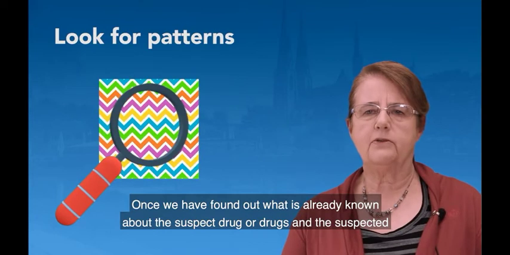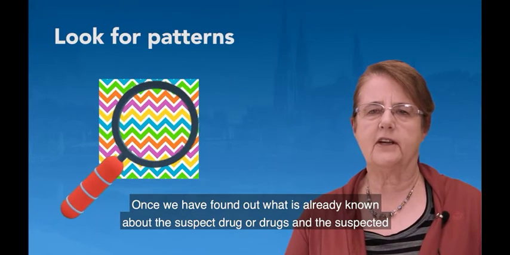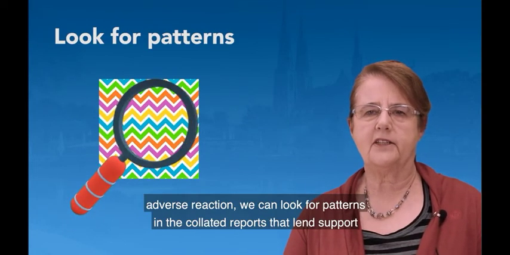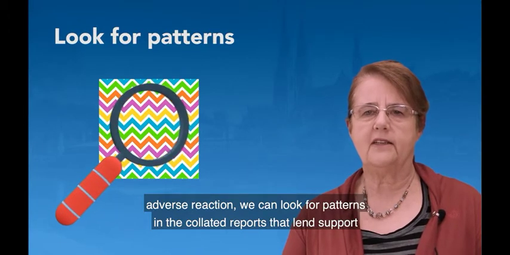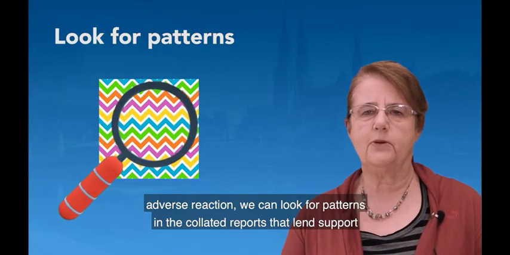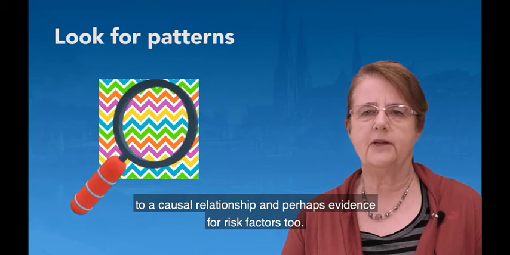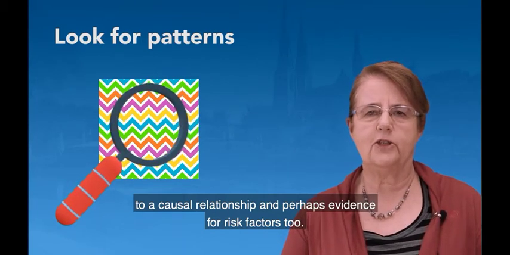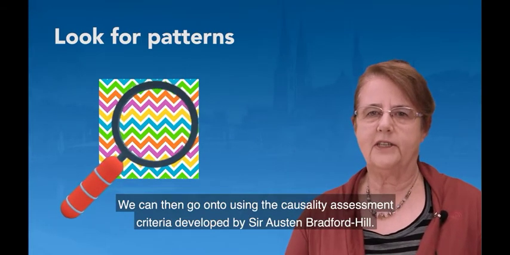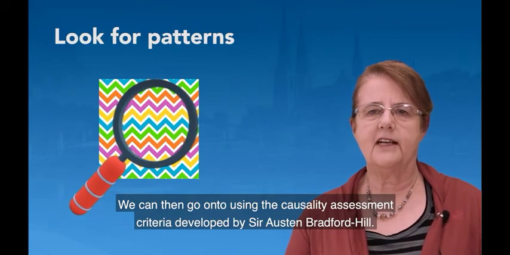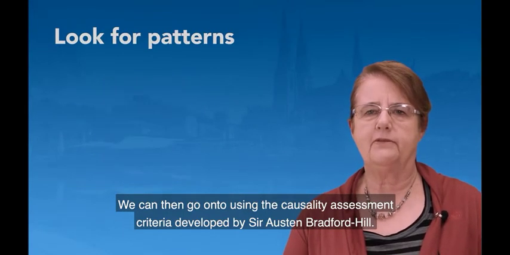Once we've found out what is already known about the suspect drug or drugs and the suspected adverse reaction, we can look for patterns in the collated reports that lend support to a causal relationship, and perhaps evidence for risk factors too. We can then go on to using the causality assessment criteria developed by Sir Austin Bradford Hill.